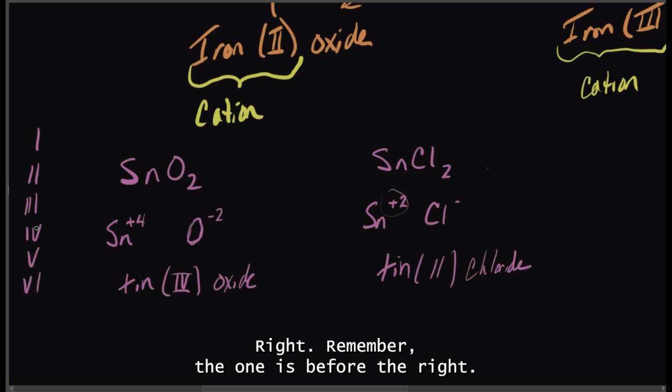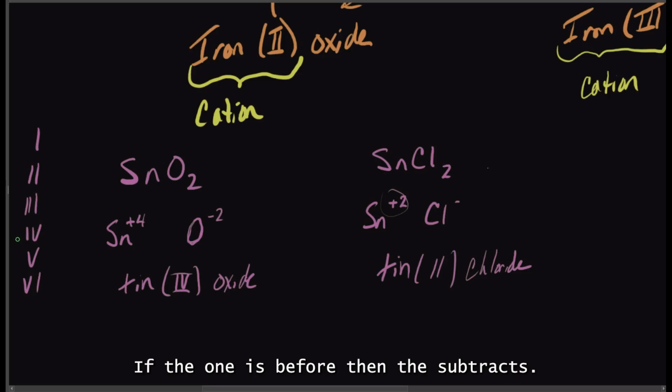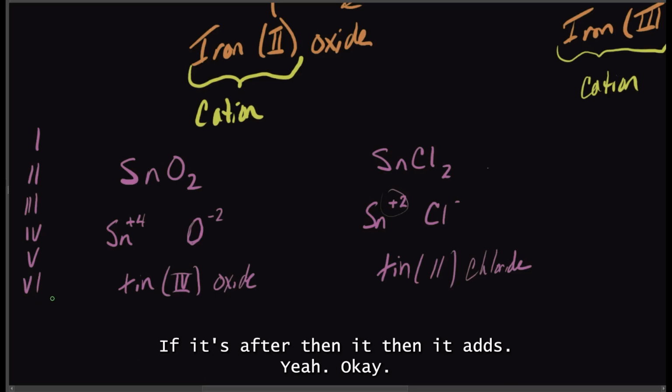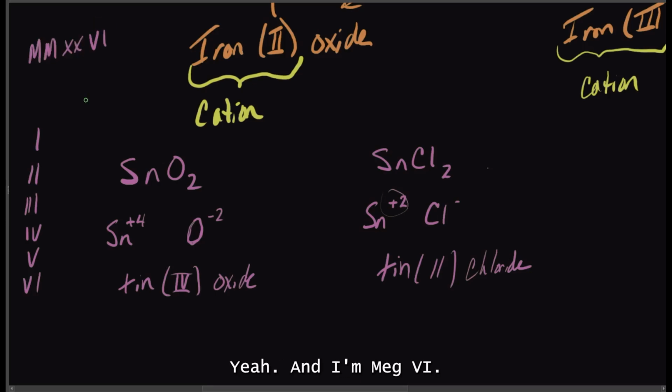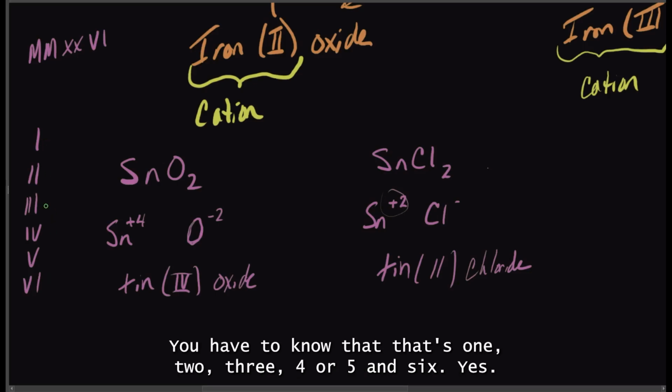Remember, if the 1 is before, then it subtracts. If it's after, then it adds. So like this year, MMXXVI. That's this year, 2026. You have to know that that's 1, 2, 3, 4, 5, and 6.